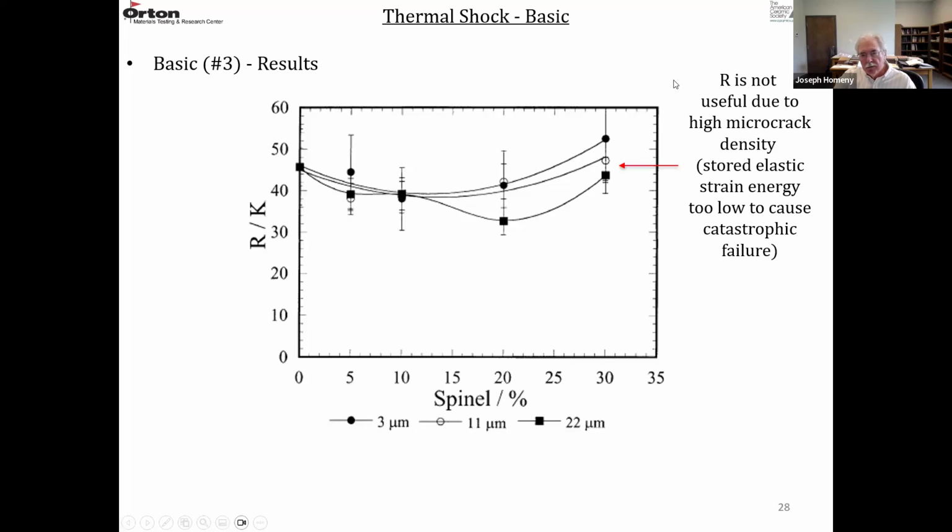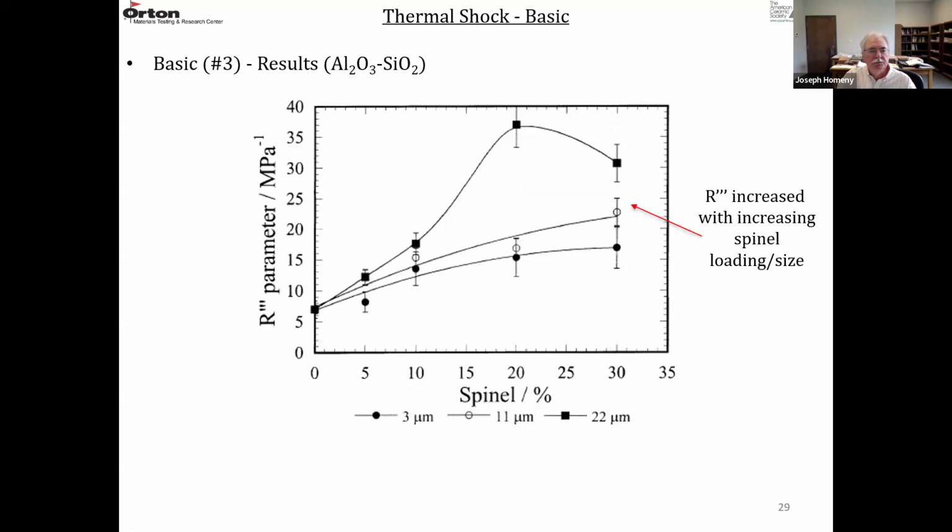But because of the high microcrack density, R is not a useful parameter for refractories at all. The stored elastic strain energy, because of the lower strength, is too low to cause catastrophic failure. So the R parameter on a well-designed refractory for thermal shock resistance is not really going to apply at all. But they did do the calculation, and it doesn't show any trend with the spinel content.